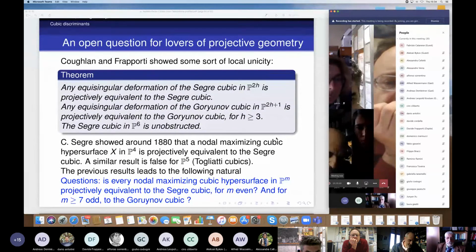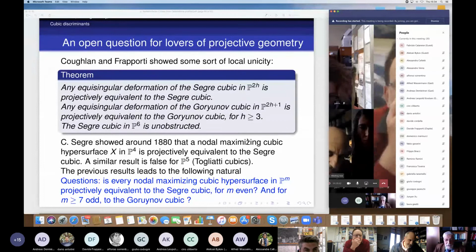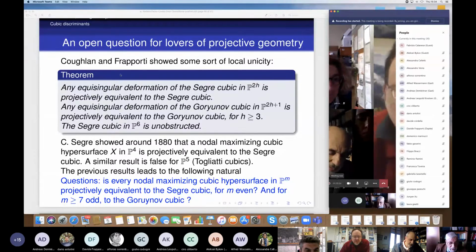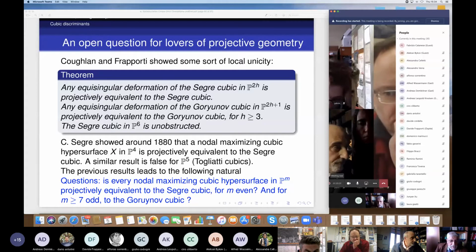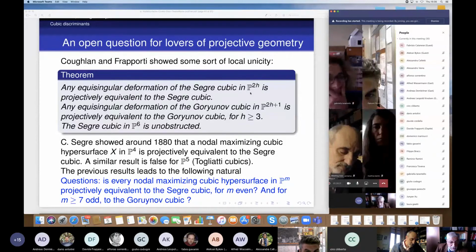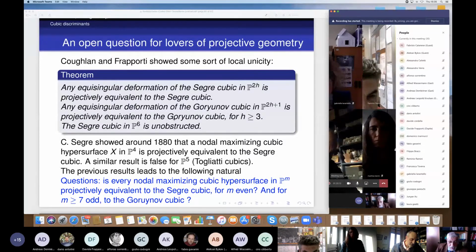For lovers of projective geometry, there is a very nice question motivated by a result shown by Kaplan and Frapporti. Any equisingular deformation of the Segre cubic is projectively equivalent to the Segre cubic in even dimension; this is some local uniqueness of the Segre cubic. And the same occurs for the Goryunov cubic in odd dimension, at least in dimension at least 7.